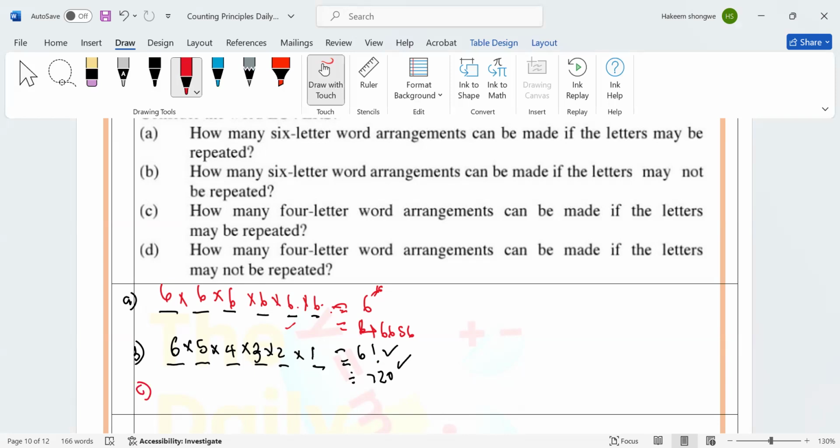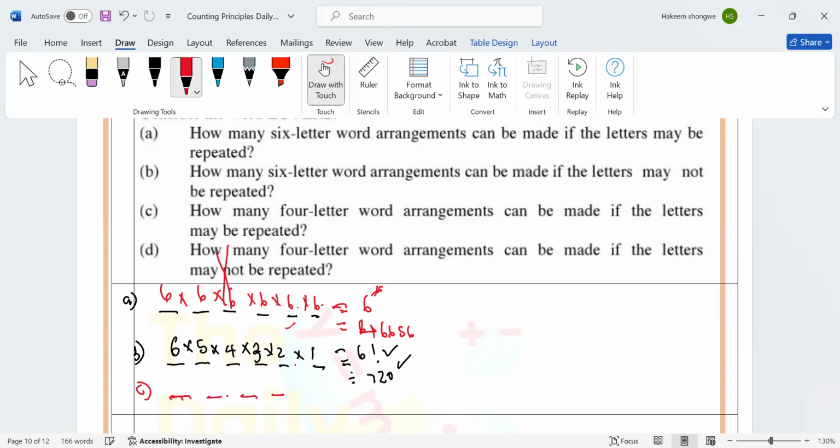Especially with physical objects, you'll see it with people. When you're arranging 6 people and you have 6 positions, it's going to be factorial, because you can't repeat people. Those are physical objects. Unless you can clone people.